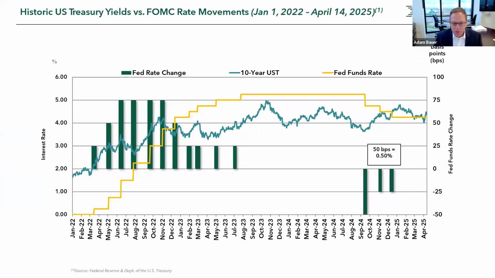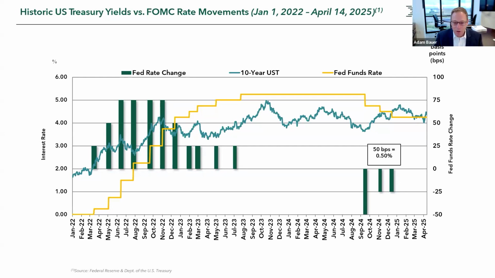So let's start with the green bars. The green bars are the Fed funds rate and the changes over time. The key for that is the far right. If it's above 0, it was an increase. If it's below 0, it was a decline in the Fed funds rate. So you can see 22 through 23, we had increases. And then in 24, we had some decreases there.